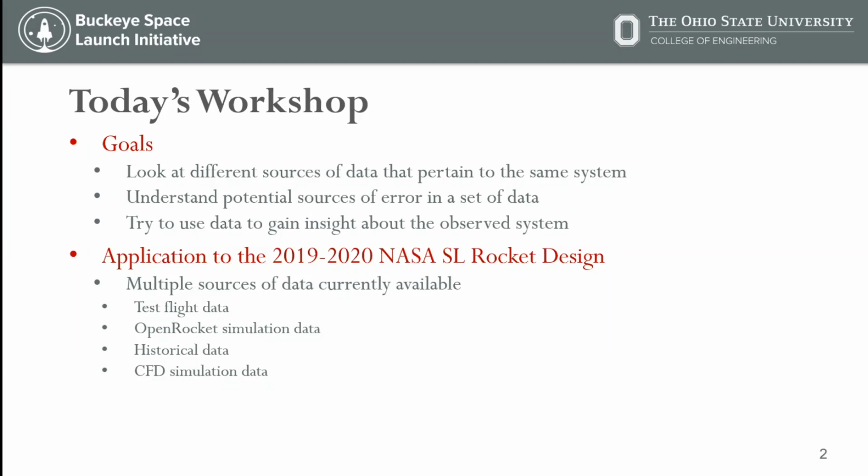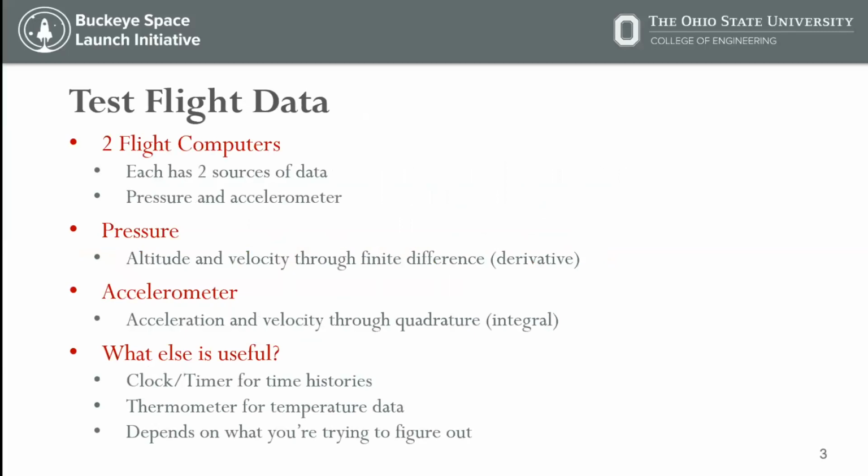We're looking at multiple sources of data. Like I said before, we're looking at test flight data from an actual flight, OpenRocket simulation data, which we kind of already touched on 3 weeks ago, historical data from a textbook, and CFD simulation data. So we're going to start off just in the order that we have currently with test flight data.